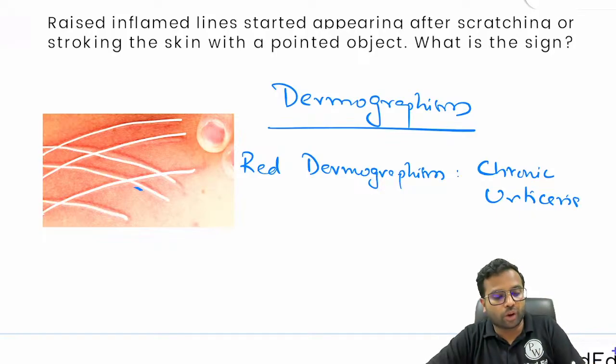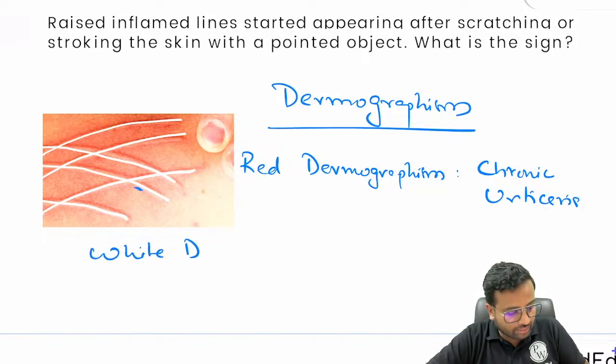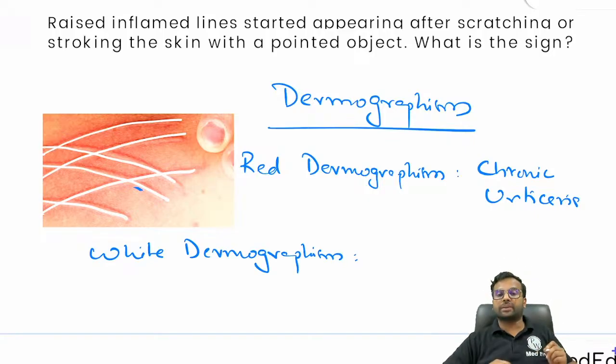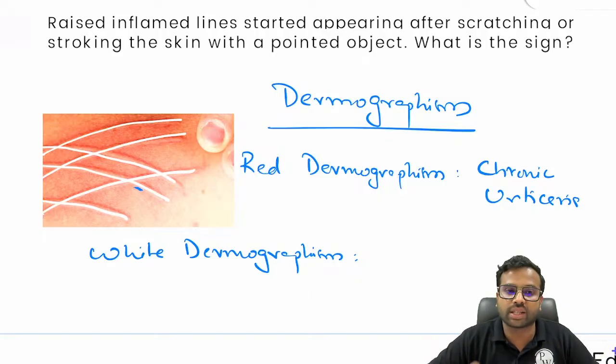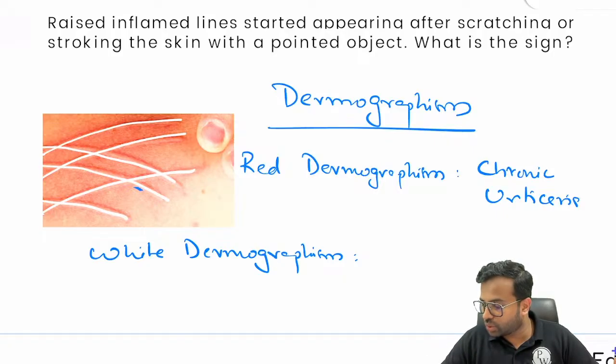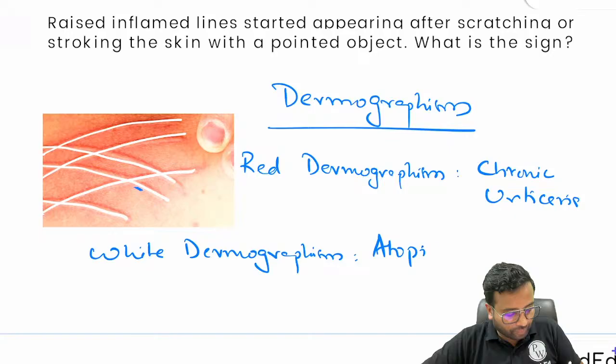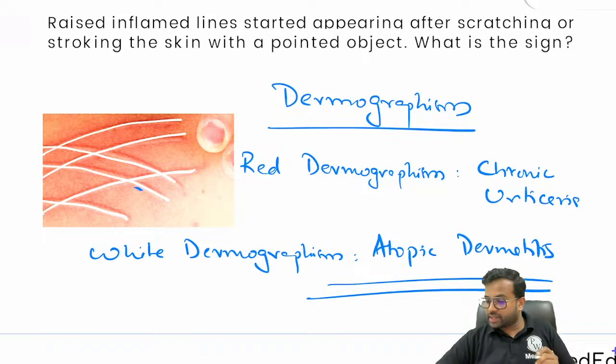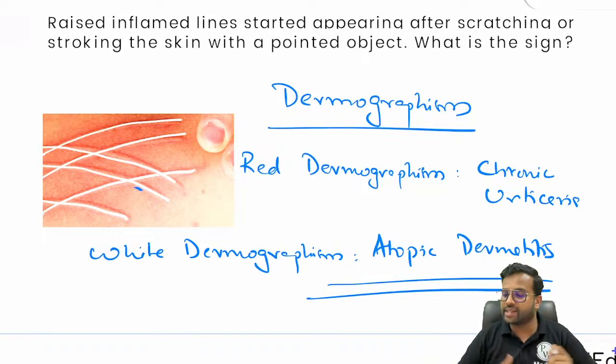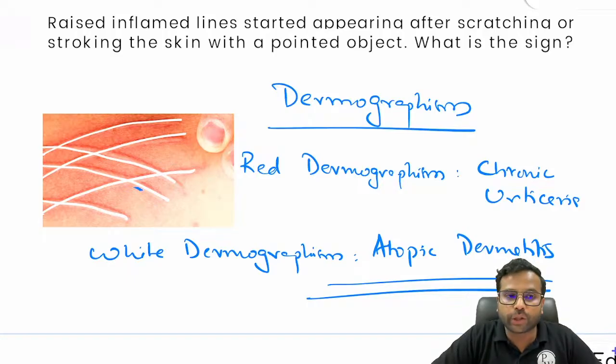After stroking, if the skin turns white in color like this, at that time we call it white dermographism. Now, can anybody answer what is the name of this disease where you can find a white dermographism? Yes, atopic dermatitis. Excellent. So that can be seen in atopic dermatitis.